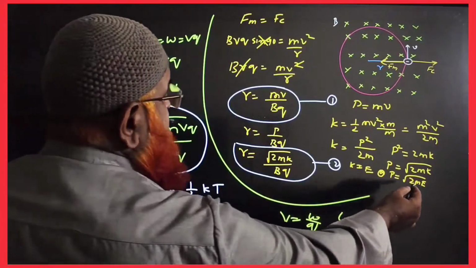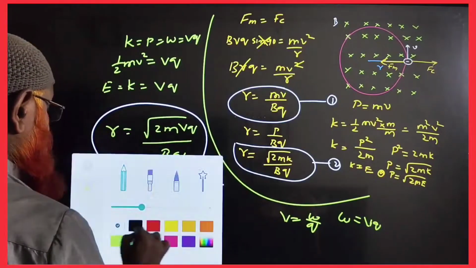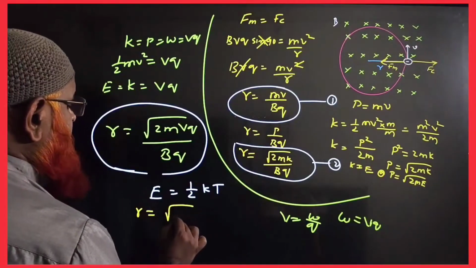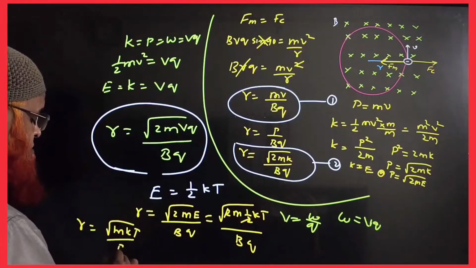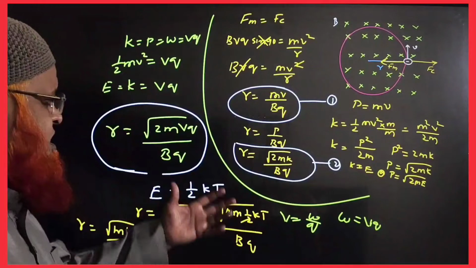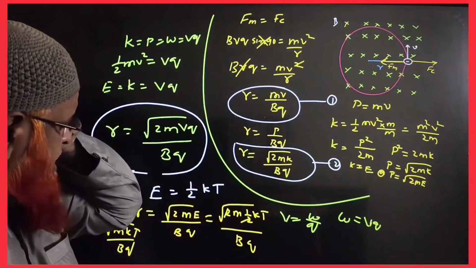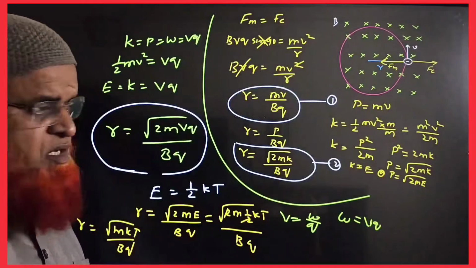Instead of this kinetic energy, what did we write previously? We have written R is equal to square root of 2mE by BQ. K or E, both are square root of mkT by V. Like this also you can write the radius. So these are some of the formulas here. Not only these formulas, you can play with this and get some more formulas.